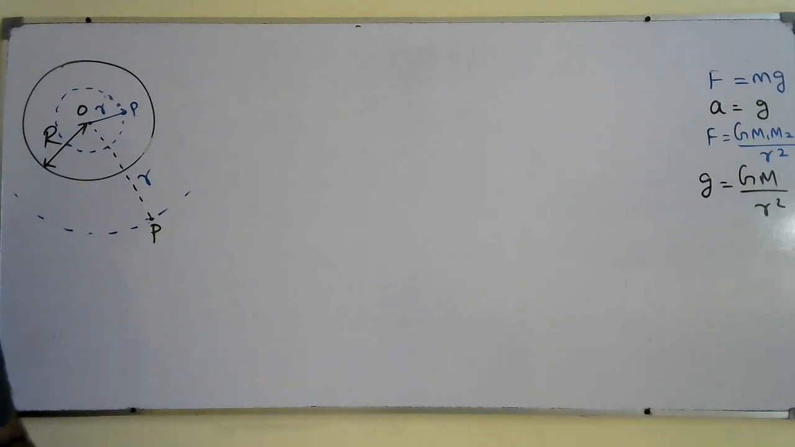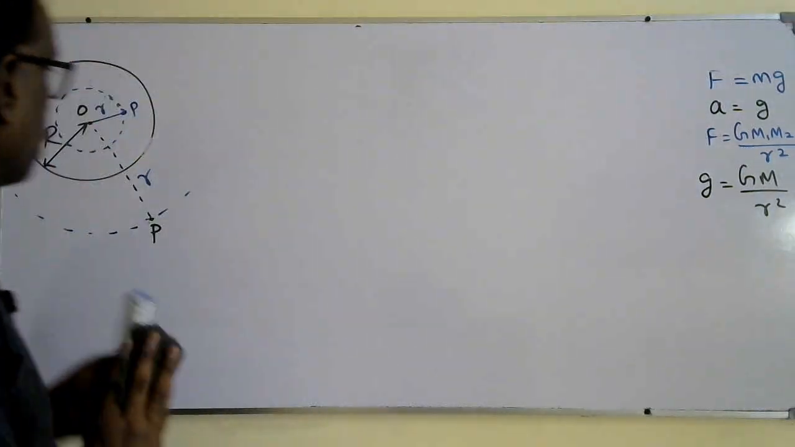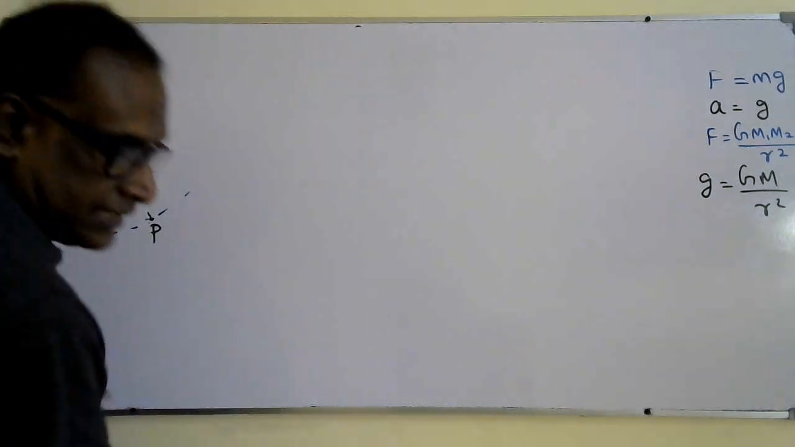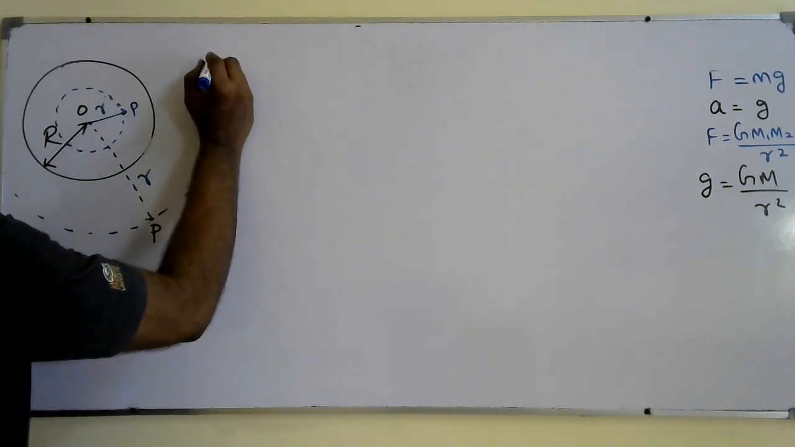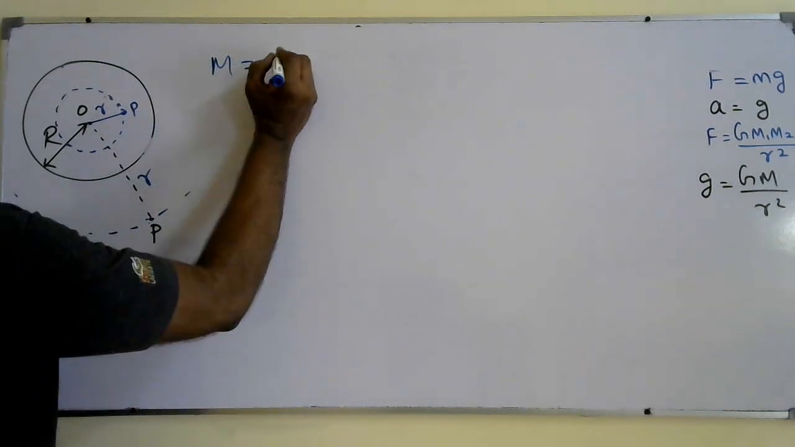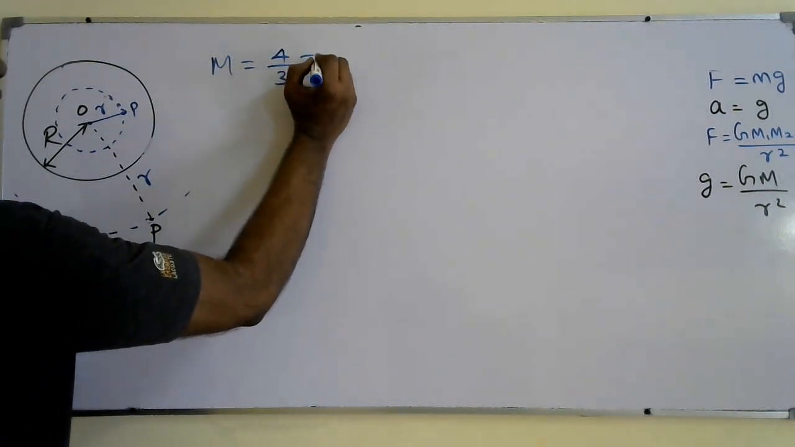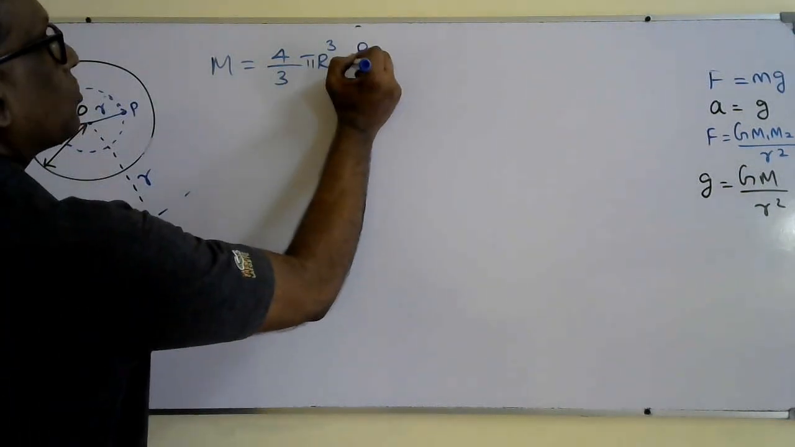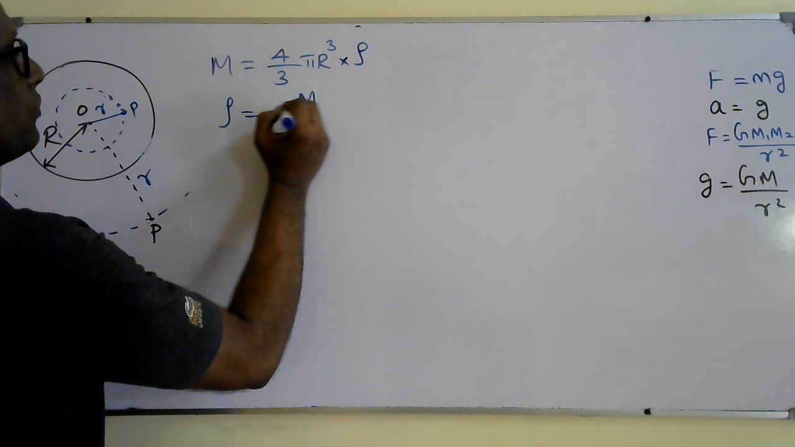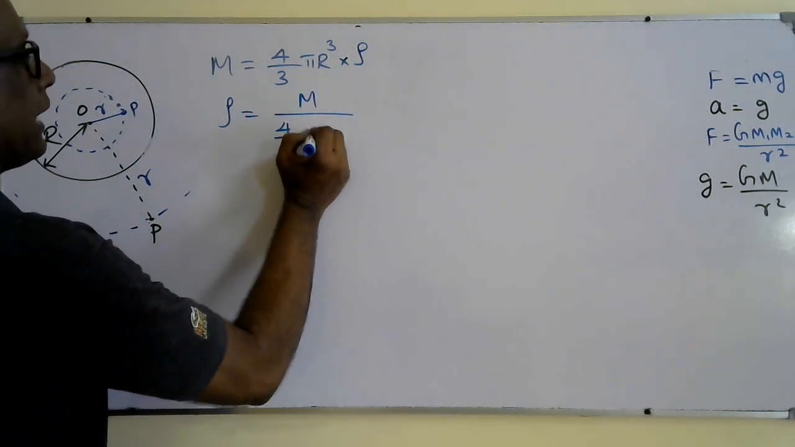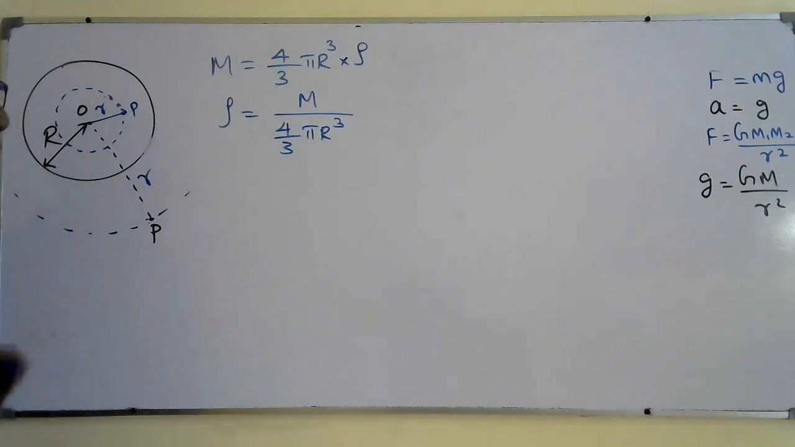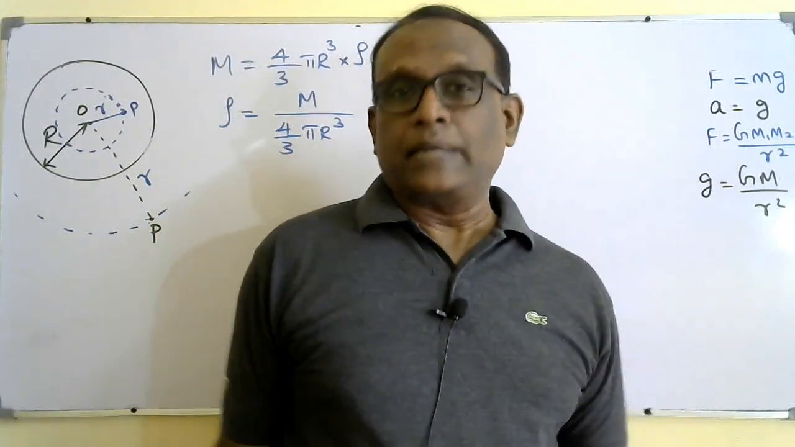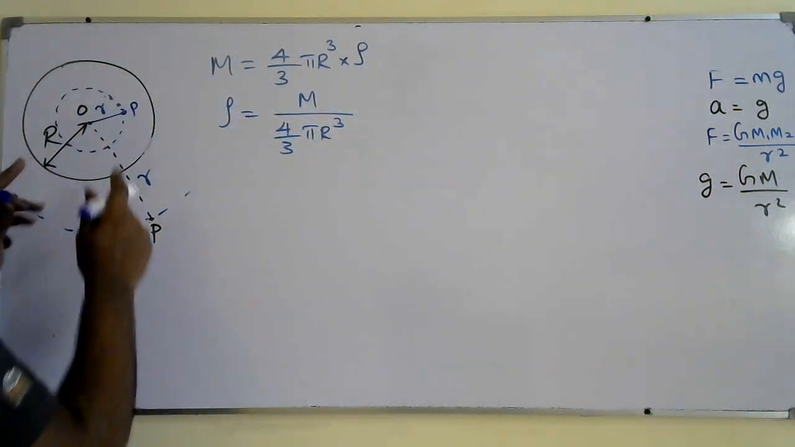By using that assumption, we'll find the mass enclosed within the radius r, where r is the distance from the center of the planet. So M, the mass of the planet, is equal to 4 by 3 pi R cube, that's the volume of the planet, into its density rho. So rho is going to be M over 4 by 3 pi R cube. We assume the density is uniform everywhere inside the planet.